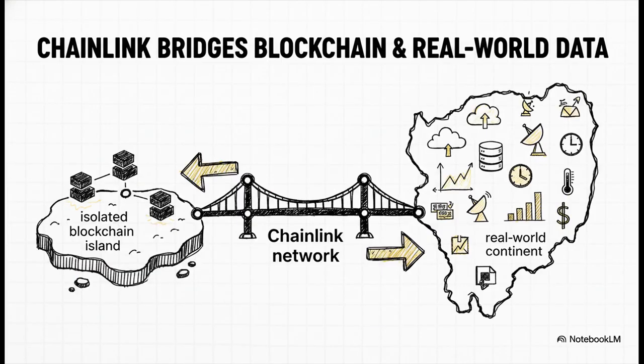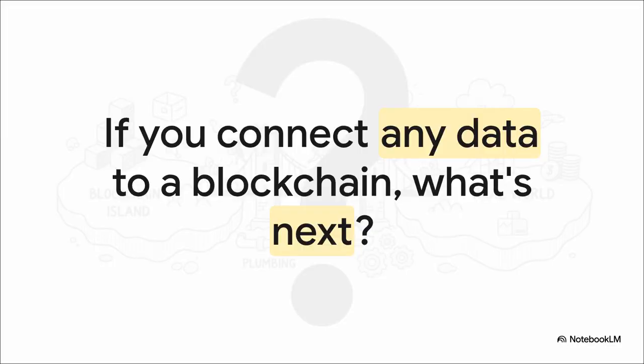So, to really put a bow on it, blockchains are secure, but they're isolated. The real world is dynamic and it's full of data. Chainlink solves this fundamental disconnect. It's the secure translator between these two separate worlds. And by doing that, it unlocks the true, automated power of smart contracts. And that really just leaves us with one final massive question. If you can securely connect any real-world data to an unstoppable contract on a blockchain, what are we going to build next? The possibilities? Well, they're only just beginning to be explored.